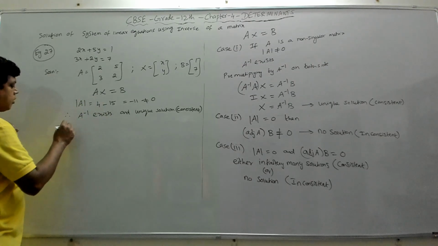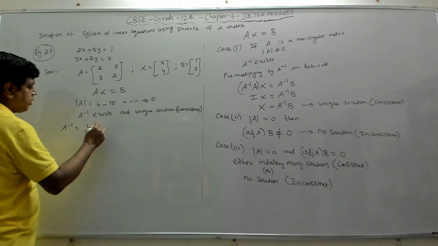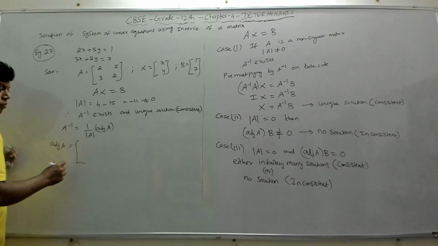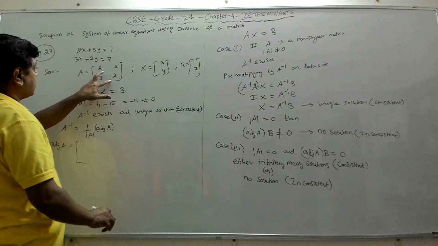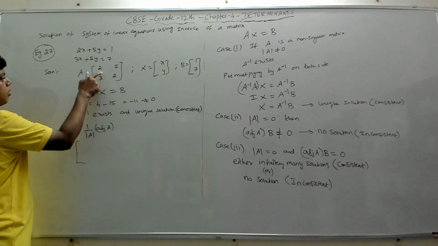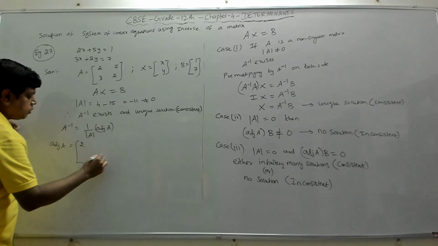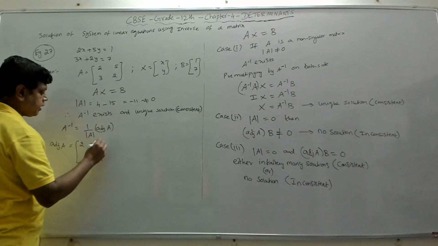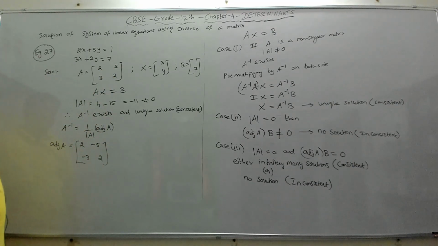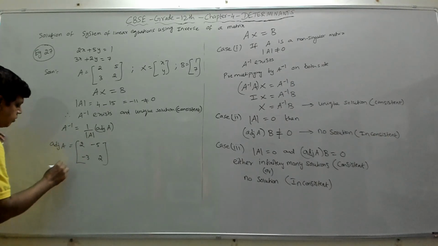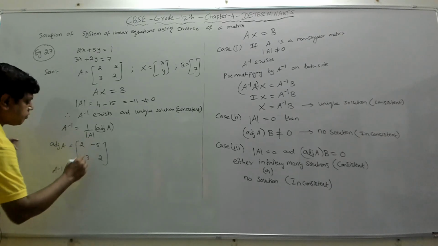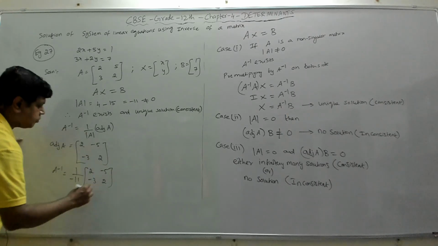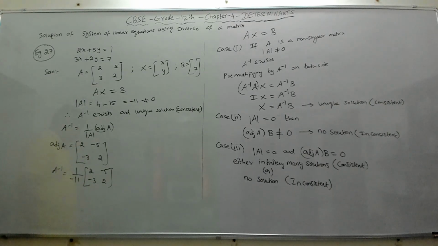Now let's find A inverse. What is the formula for A inverse? It is 1 by determinant of A into adj of A. Now let's find adj of A. We can find it using the short form, where we swap the two principal diagonal elements, so 2 and 2 swap, and we keep the non-diagonal elements in place but change their signs. So this becomes minus 5 and minus 3. This is your adj of A. So A inverse is 1 by minus 11 into 2, minus 5, minus 3, 2. Now we have found A inverse.